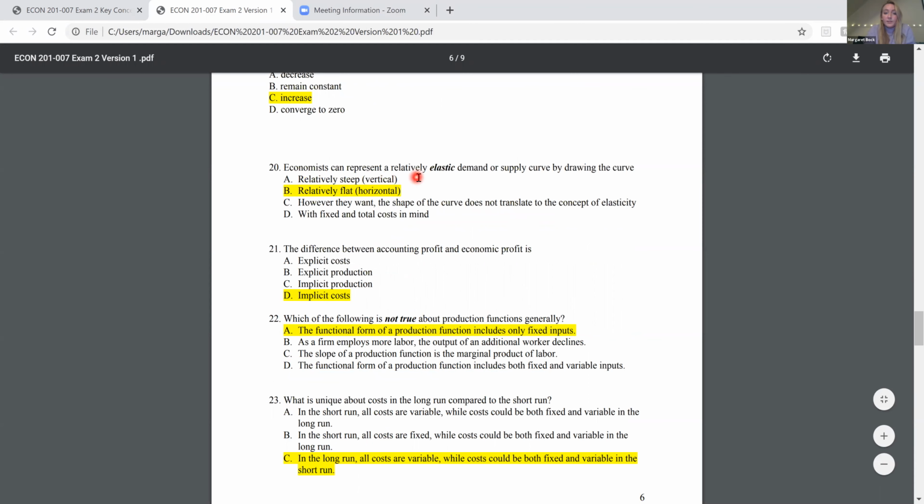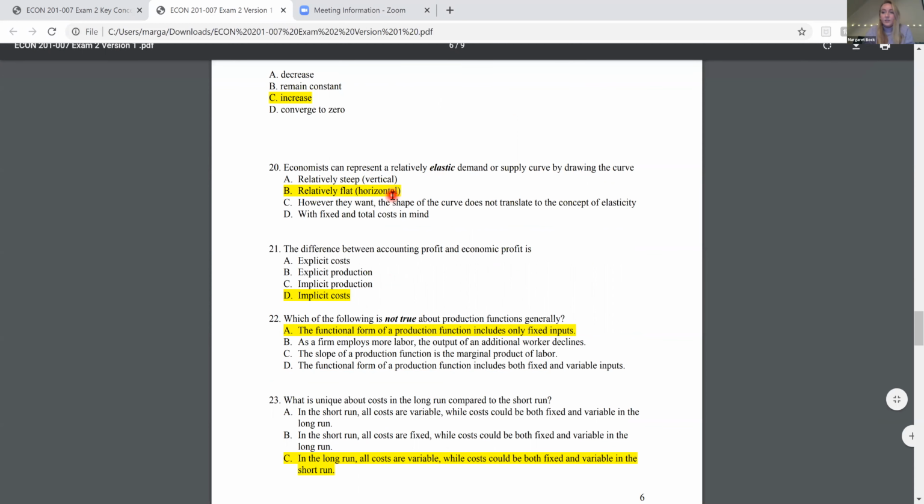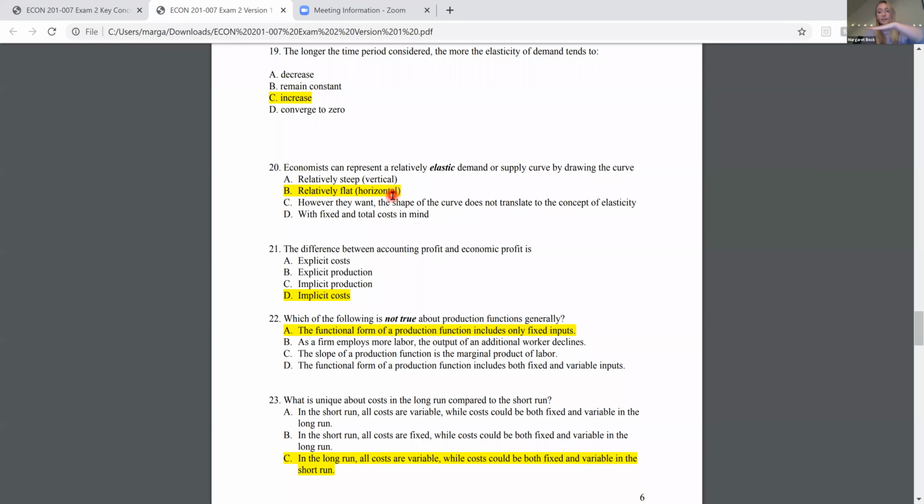Economists can represent a relatively elastic demand or supply curve by drawing the curve relatively flat, or completely horizontal if it's perfectly elastic. So remember, elastic is perfectly flat, inelastic is perfectly vertical, and then everything else falls in between those two extremes.